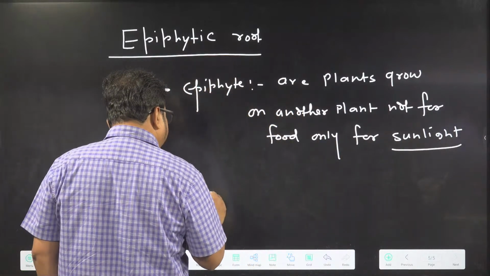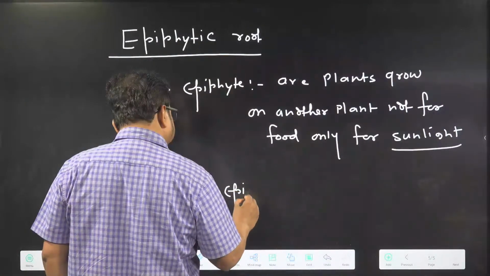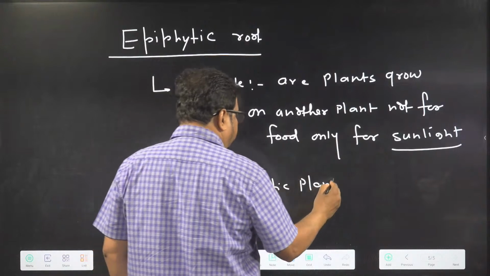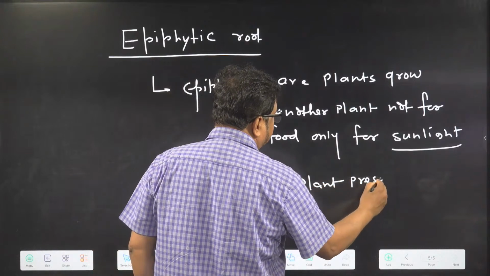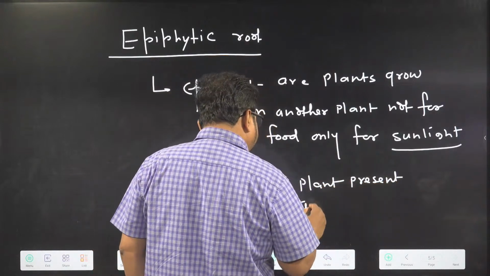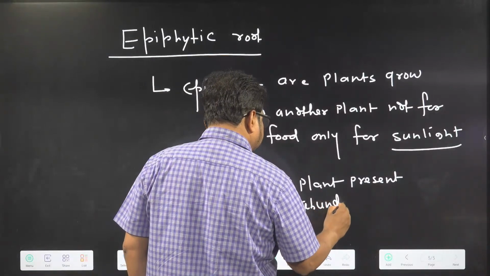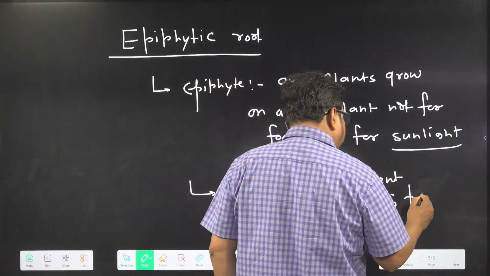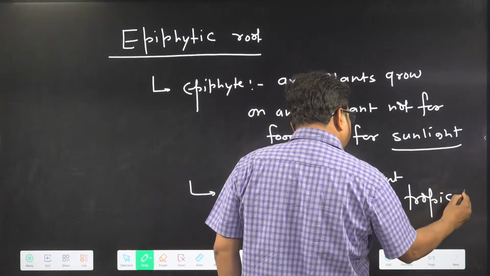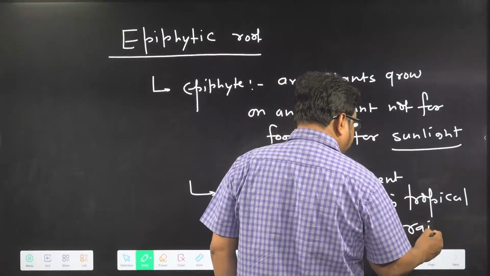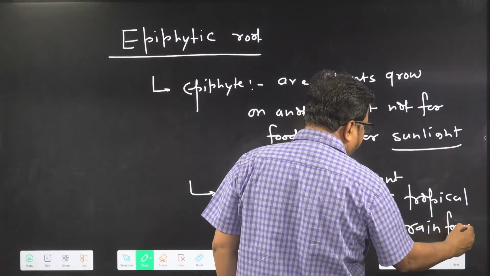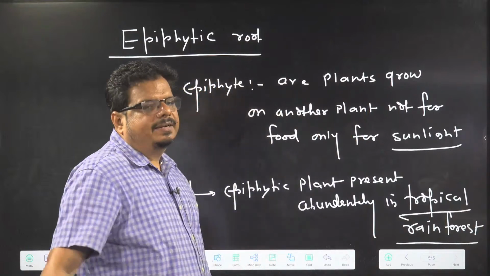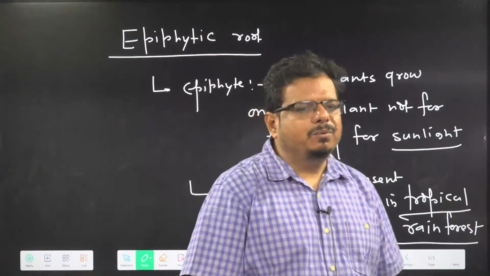An epiphytic plant is present abundantly in tropical rainforest. Can anybody give the reason why, in tropical rainforest, epiphytic plants are present in large number, large amount?